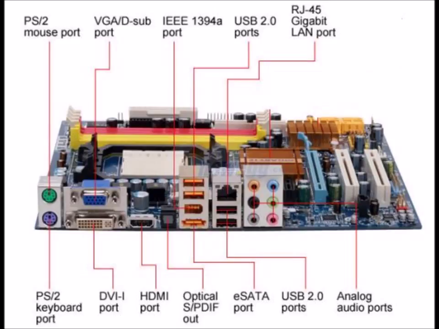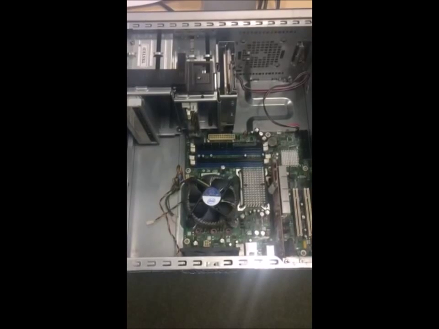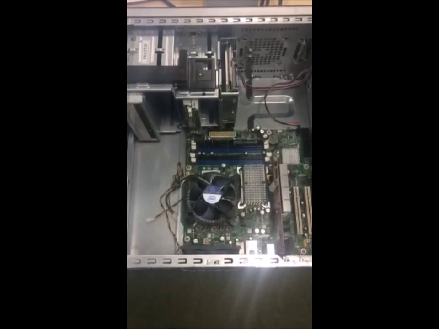Here you have a range of ports. You've got the PS2, you've got DVIs, you've got eSATAs, you've got VGAs for the monitor, PS2s for the mouse and keyboard. These are all ports that you're going to be looking at later.